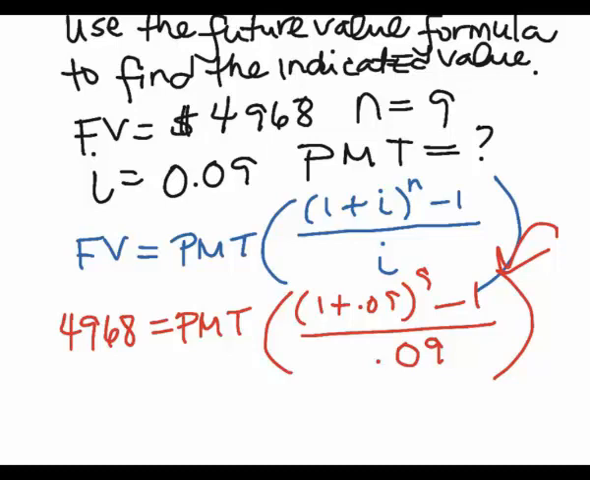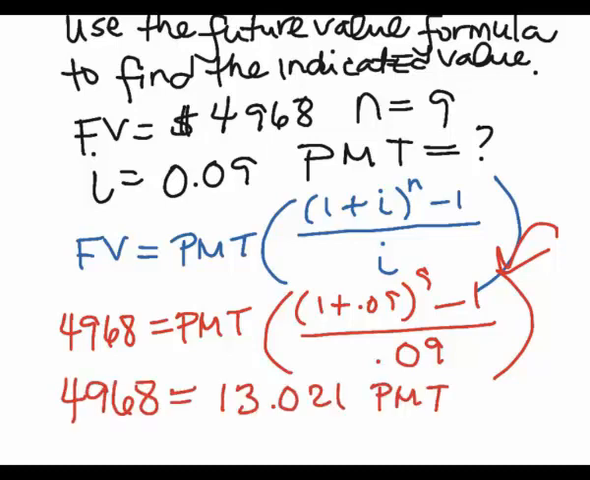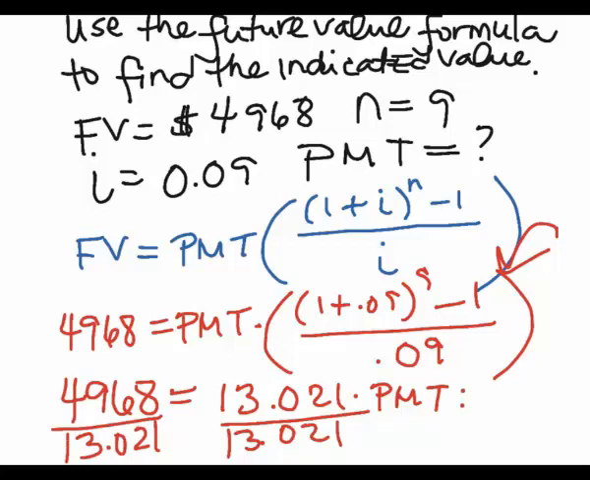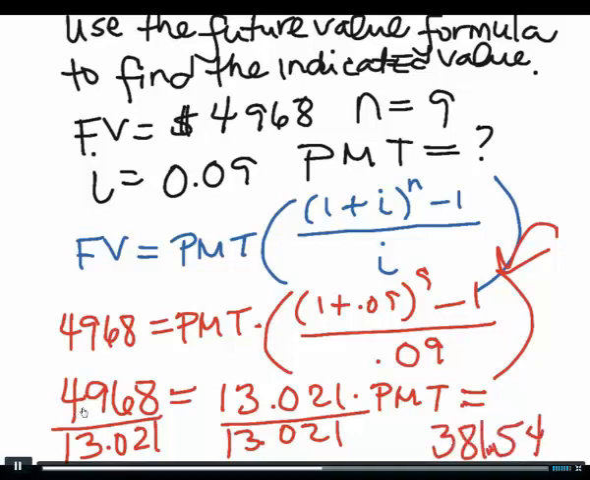So I have 13.021 times your payment, because remember, this is being multiplied right there, equals 4,968. So I'm going to do some basic algebra to get payment by itself. They're multiplying, so I'm going to divide by 13.021. And I get my payment is $381.54, if I round correctly. And that's your answer.